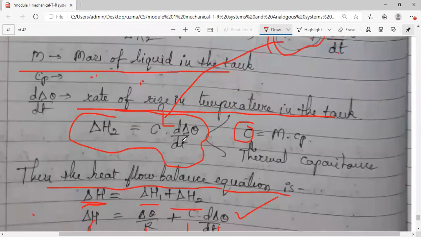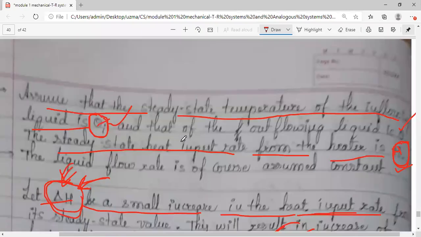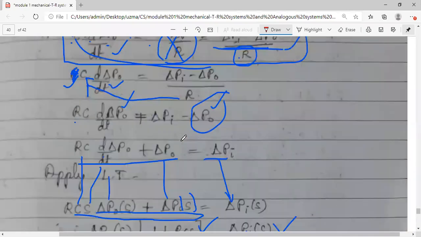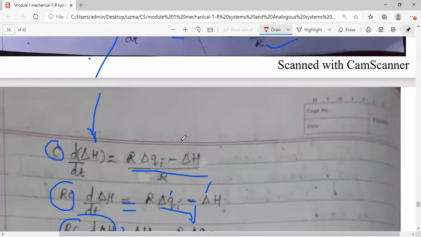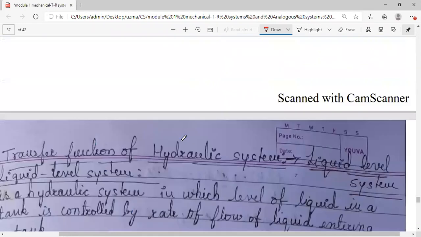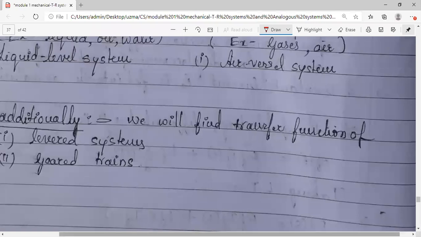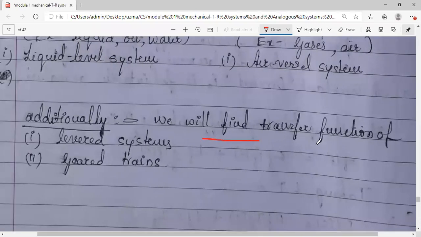Still two more additionally we have to see. These two are mentioned in your prescribed textbook, so I'm dealing with them. Additionally we will be finding the transfer function of lever systems and gear trains. ये दो का transfer function find करना है.